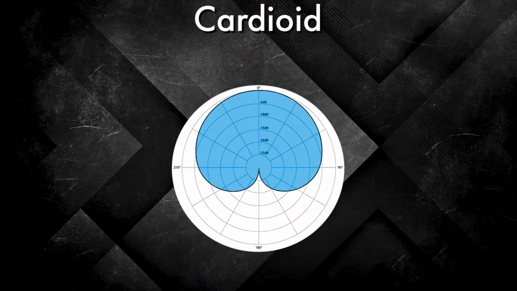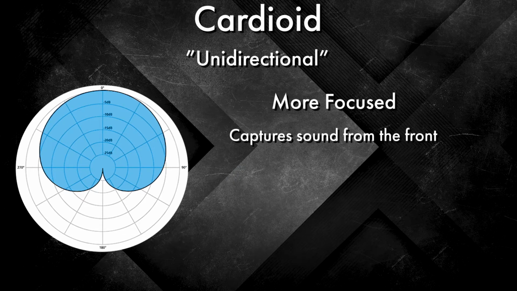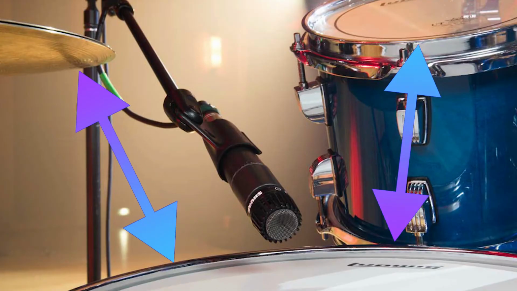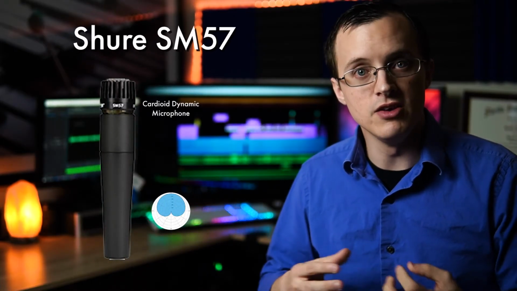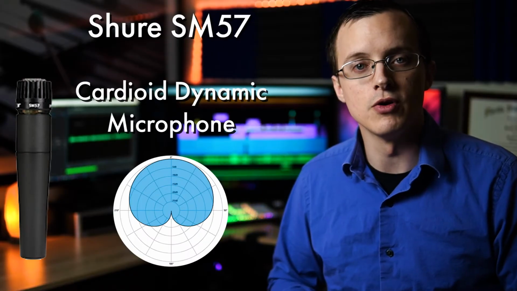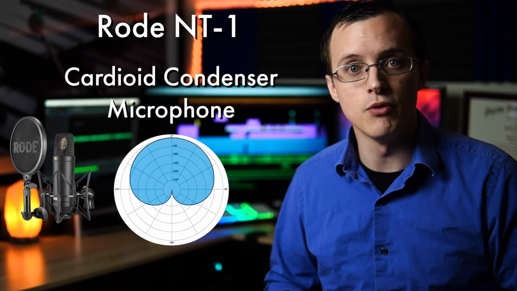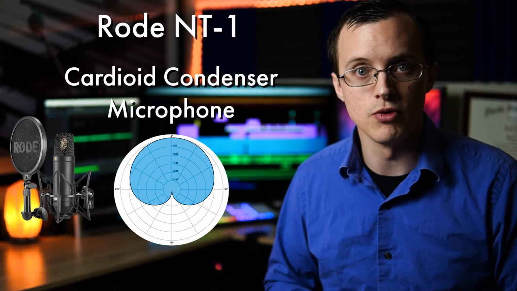Cardioid pattern, also known as unidirectional, is more focused, capturing sound from the front and rejecting sounds from behind. These are great for snare drums due to their close proximity to the hi-hat and other drums around the kit. The SM57, which I mentioned earlier, is a cardioid dynamic microphone. They're also incredible for podcasting or even making videos like this one, because it captures the sound of my voice and not much of anything else around the room.